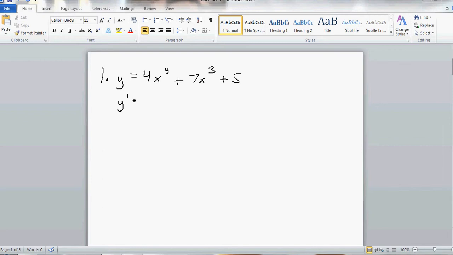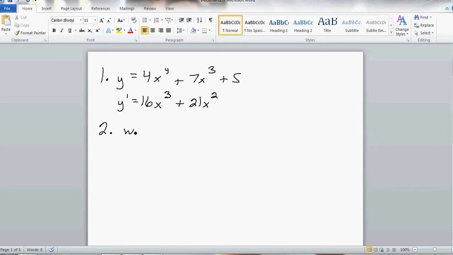So y prime would become, I'm going to take this 4 times the 4, and that's 16x to the 3rd, because I'm going to subtract 1 from that exponent there. The next problem, I'm going to take 3 times the 7 is 21x, and then I'm going to take the 3 and subtract 1 from it and get a 2. Then I look at this. This is a constant. There's no x's, or actually there's an x to the 0 power, but when we take that 0 times there, we get 0. So this is the derivative and the final answer for number 1.